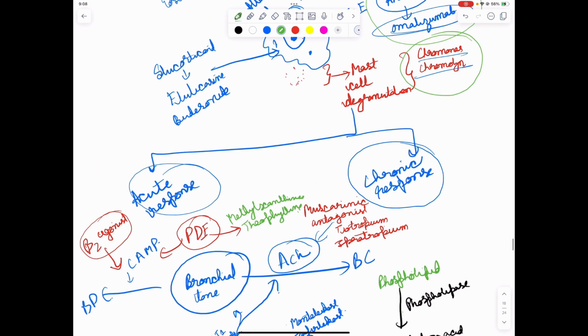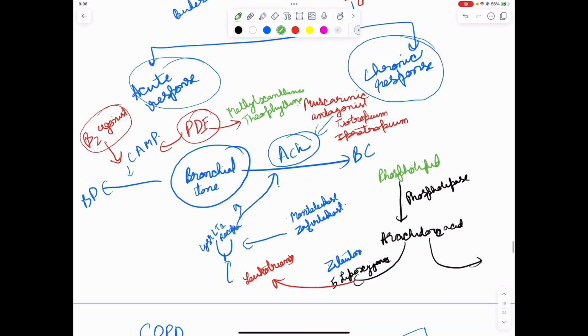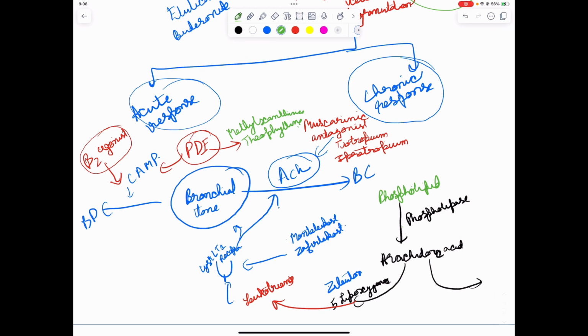Now in mast cell degranulation there can be an acute response and a chronic response. In the acute response, what will happen? See, this is the basal bronchial tone. If acetylcholine acts on it, it will lead to bronchoconstriction. But if cyclic AMP acts on it, it will lead to bronchodilation. Now, cyclic AMP level can be increased by inhibiting the phosphodiesterase enzyme or by beta-2 agonists. How will you fight the phosphodiesterase enzyme?